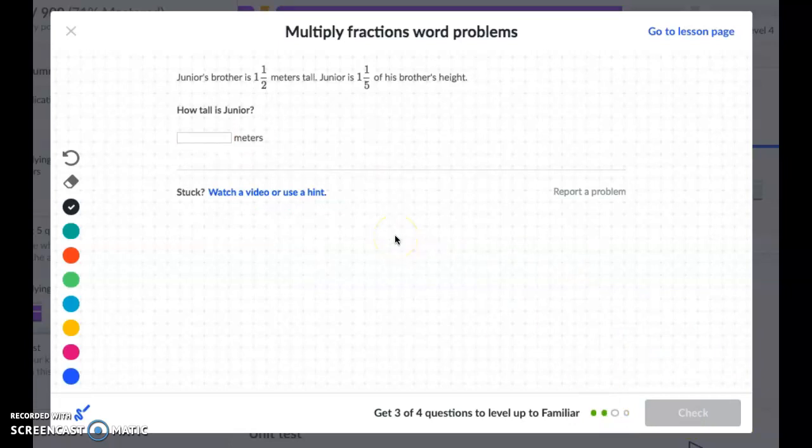Junior's brother is 1.5 meters tall. Junior is 1 1/5 of his brother's height. So how tall is he? Well, Junior is 1 1/5 of, which is times, 1 1/2. Okay, and again, remember with multiplying fractions, our best bet is to change them into improper fractions.